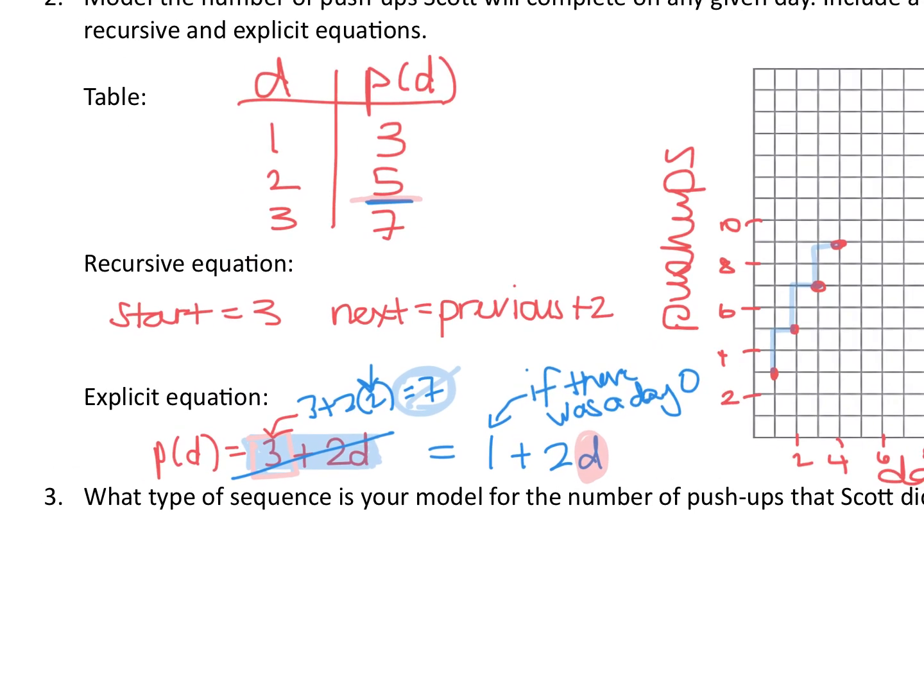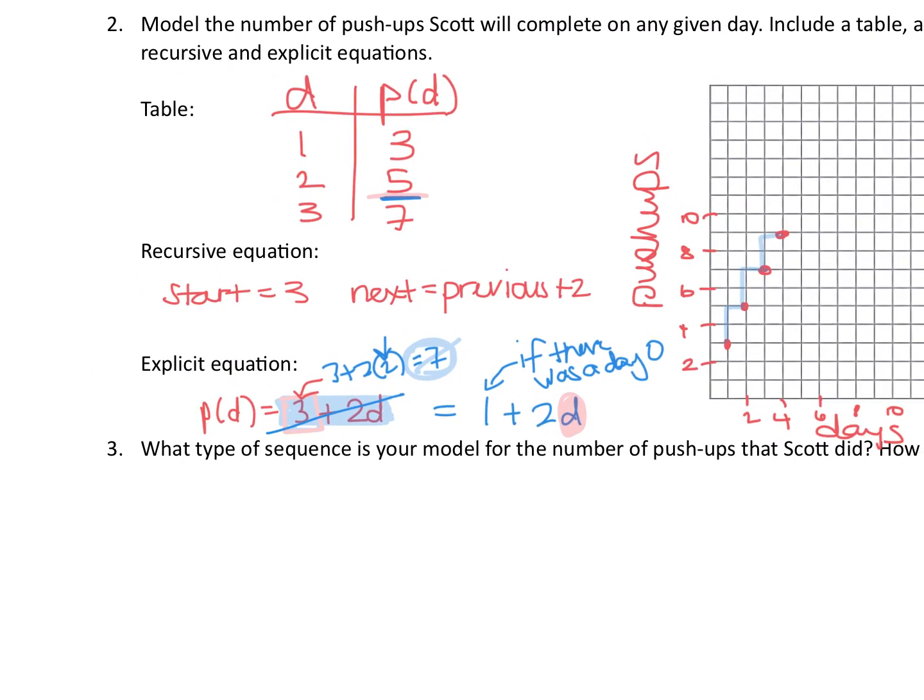Okay. So be aware if your sequence starts at the first term or the first day, that when you create an arithmetic explicit equation, you're going to need to back up 1 step in order to make your equation work. Otherwise, it's always going to be going one too far, one too far.